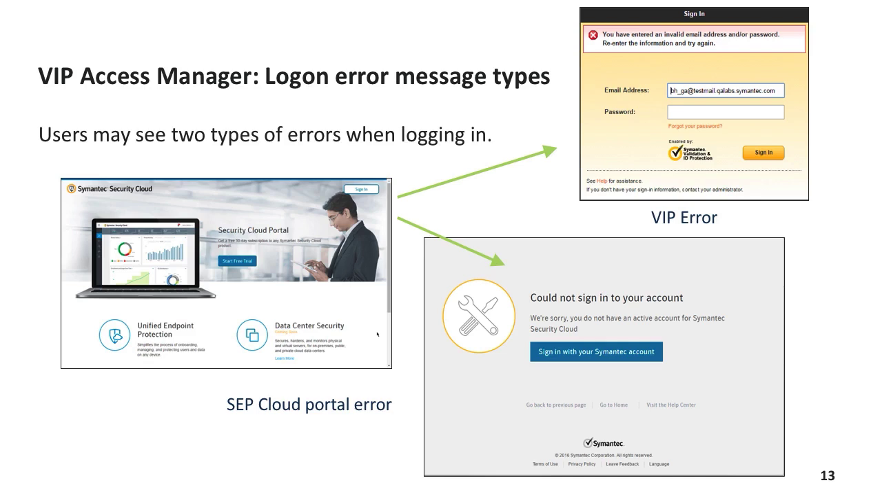Troubleshooting tips include determining where the error is occurring. If the error occurs on the VIP page, the problem is with VIP or the configuration of VIP. If the error is displayed in the SEPcloud portal, then the problem is on the SEPcloud side.